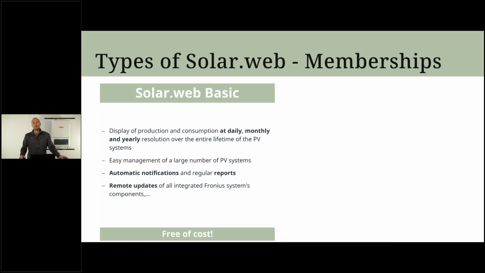So what types of Solarweb do we offer? Basically, first of all, the Solarweb Basic standard version, free of cost. There is shown all the daily, monthly, yearly consumption and production data. You see easy management of a large number of PV systems. So you can also have many PV systems, more than one in Solarweb, and you can monitor that on the first page. We have automatic notification, regular reports can be sent, and you can also do remote updates.